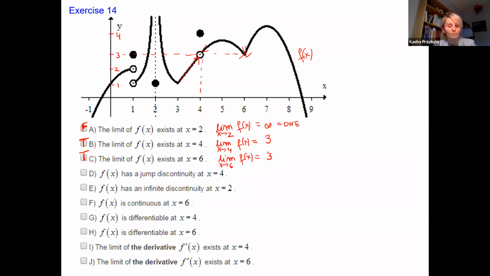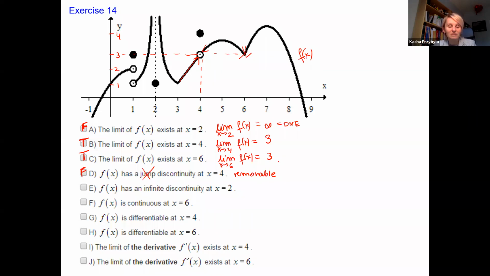Now statement D. f of x has a jump discontinuity at 4. Do you think this is a jump discontinuity at 4? Is the curve jumping? False, of course. We don't have a jump discontinuity. We have just one point removed. That means not a jump discontinuity. We will have a removable discontinuity because it's just one point removed. Doesn't matter if that point is above. It's just one point.